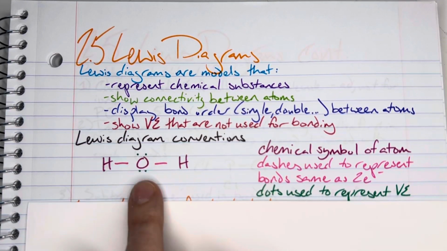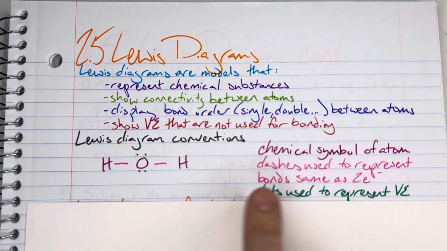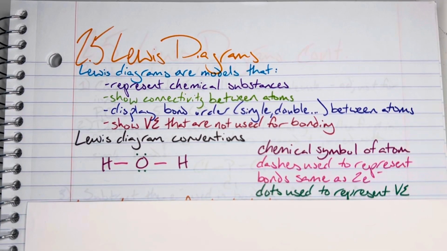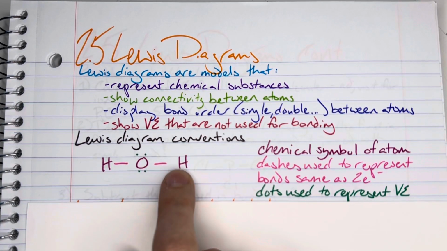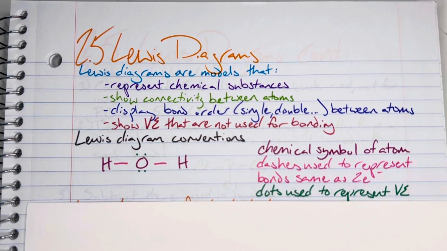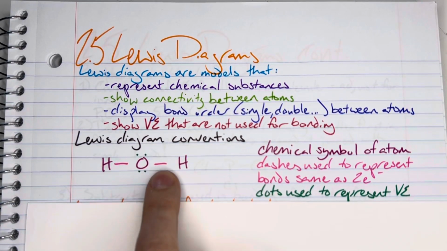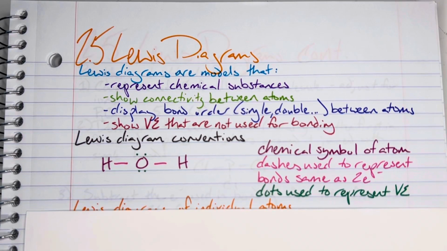This is a Lewis model for water, dihydrogen monoxide. The maroon color is representing our chemical symbol for that atom. So the H and the O, those are my chemical symbols. The dashes in pink are used to represent the bonds and also are the same as 2 electrons being shown. Sometimes you'll see this represented as 2 dots, 1 dot on either side, or drawn as a dumbbell so that you can see the dots on either side, but each dash is 2 electrons. And then any dots outside of those dashes that are showing the bonds are going to be any valence electrons not utilized in bonding.